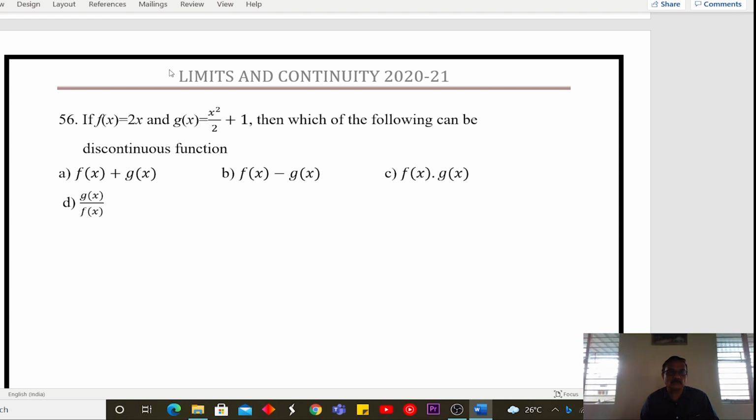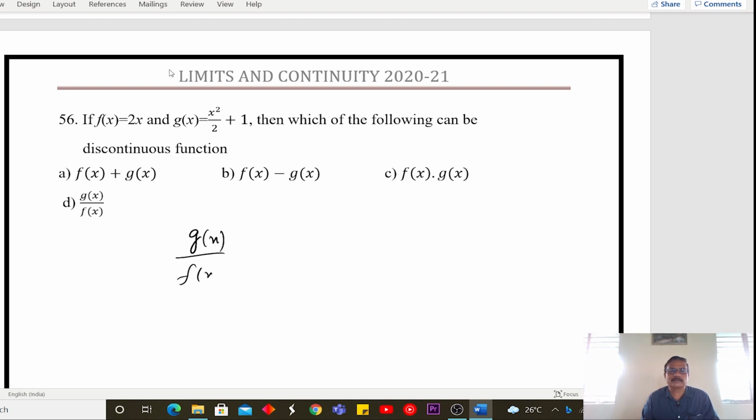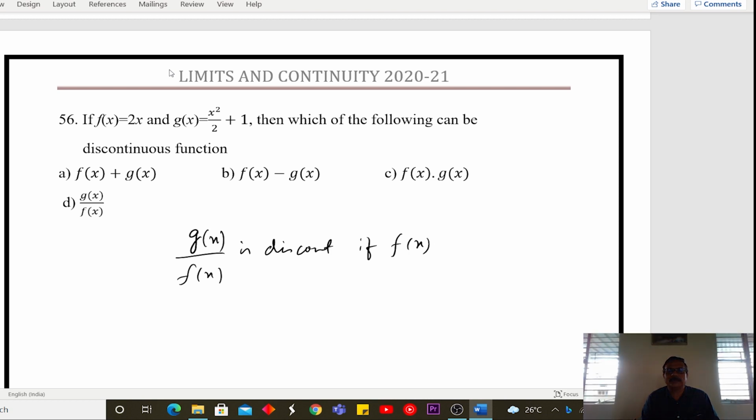Is the division of two functions a continuous function? No. Why? Look here. If you take g of x divided by f of x, this is discontinuous, because it happens when the denominator value is 0. So the division of two functions is not a continuous function. The remaining three are continuous functions. So option D is the right option. The division of two functions is a discontinuous function.